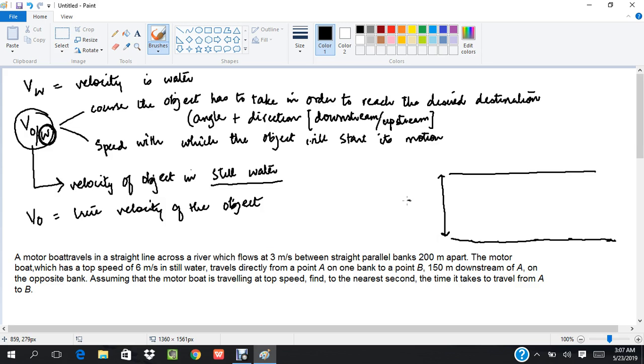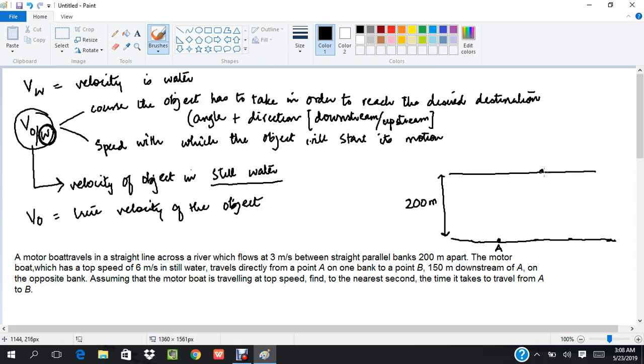So this distance is 200 meters. Now I have a point here, A, from where my motorboat is going to start its motion. And it has to go to a point B. Now where is point B? Point B is, sorry, 150 meters downstream of point A.